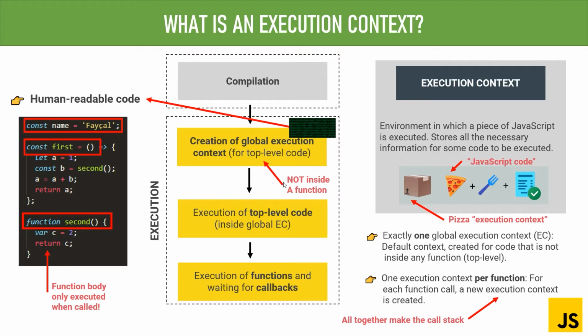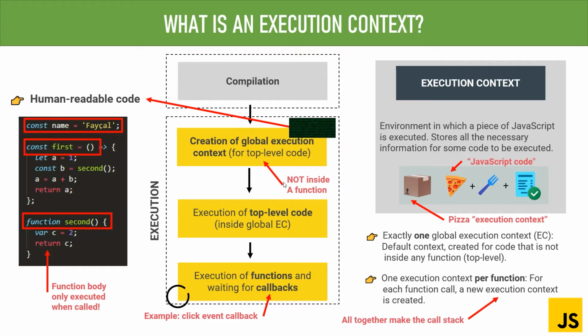Now, when all functions are done executing, the engine will basically keep waiting for callback functions to arrive so that it can execute them. For example, a callback function associated with a click event. So remember that it is the event loop that provides these new callback functions, as we learned in the last video.